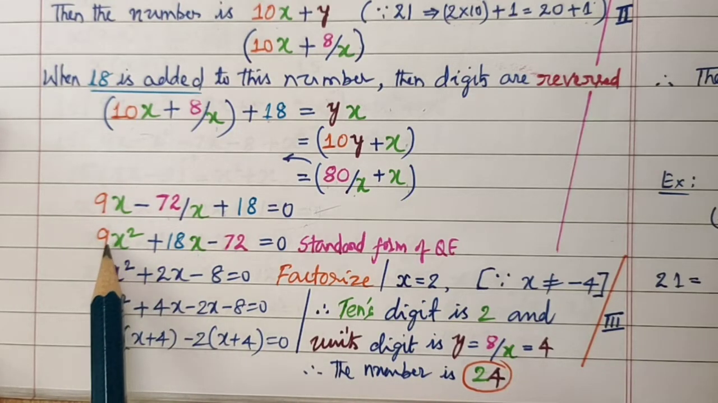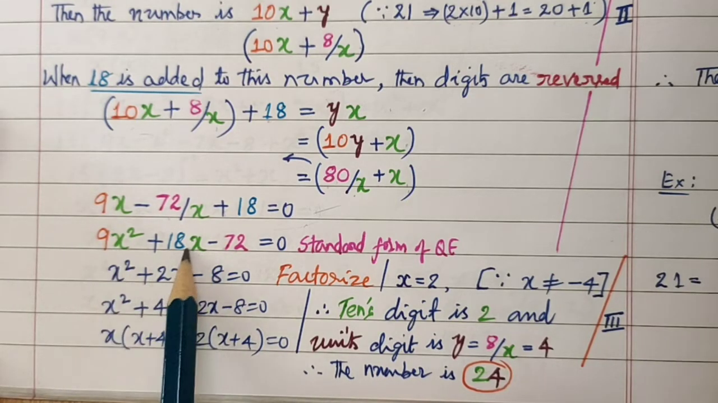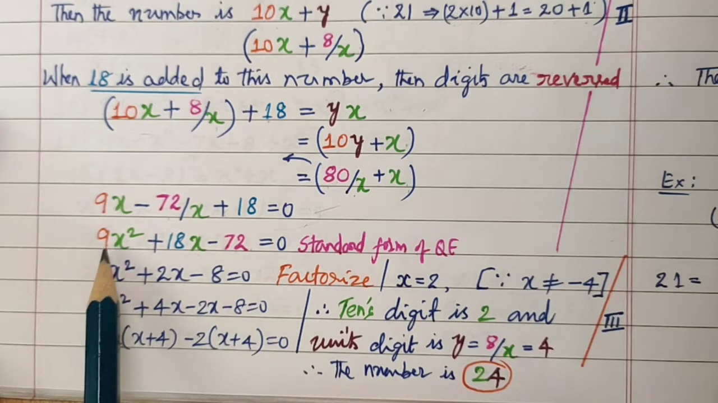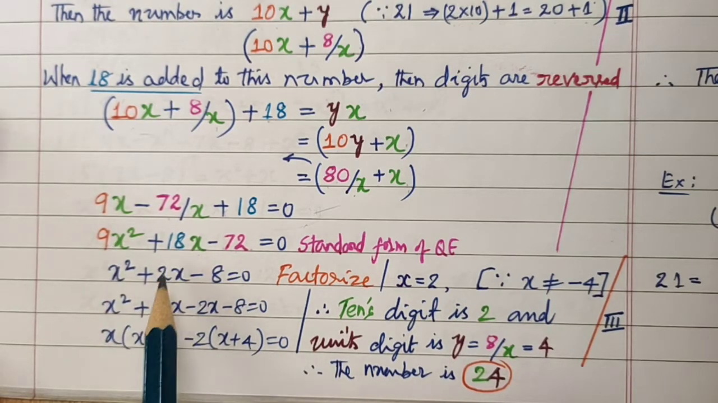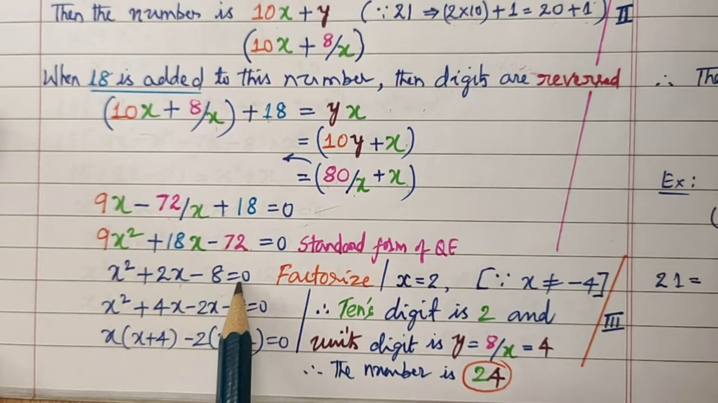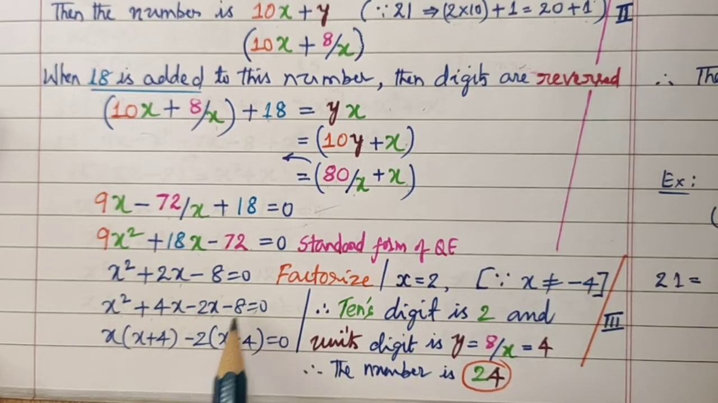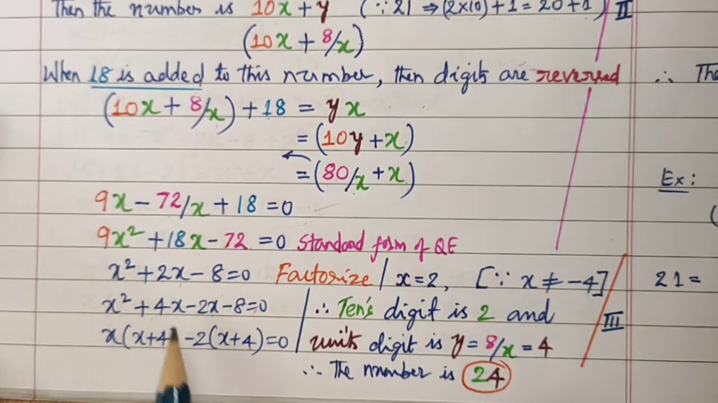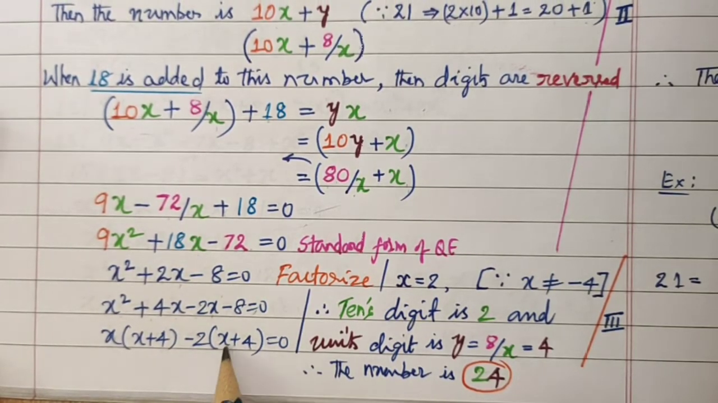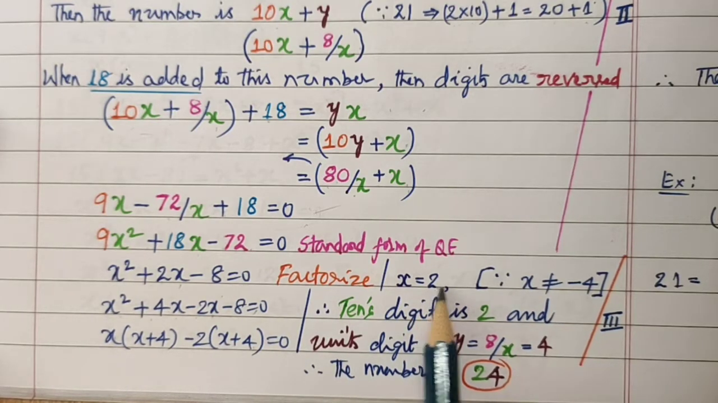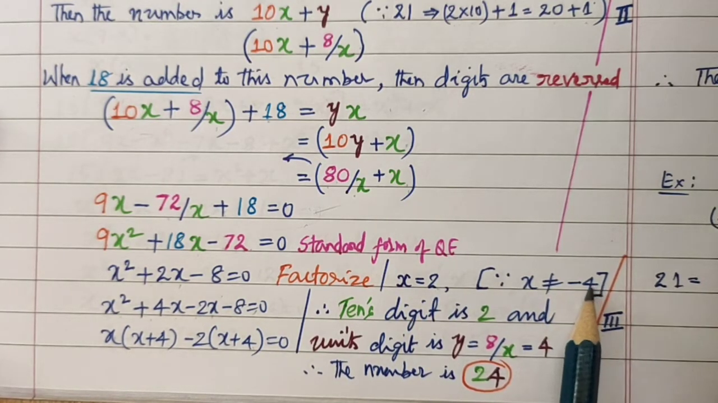Before that, you divide by 9, because these terms can be divided by 9. 9x square, 9 to the 18, 2x minus 8. So factorize this. This will become x square plus 4x minus 2x minus 8. x is common, x plus 4 minus 2 is common. x plus 4 is equal to 0. So then x is equal to 2, because x cannot be minus 4.